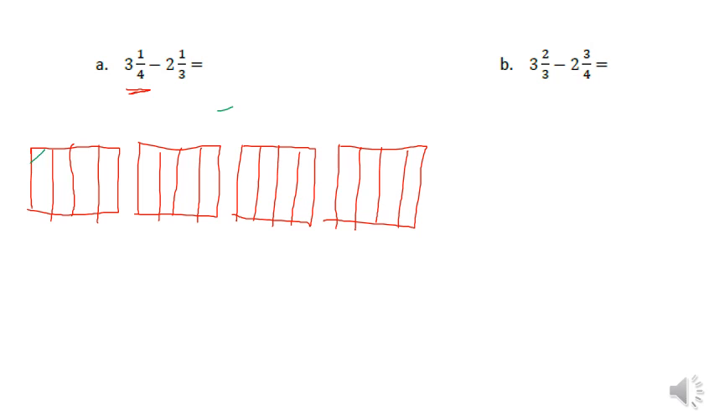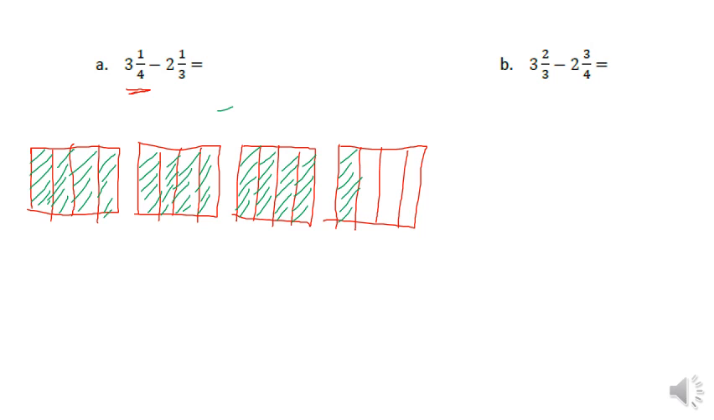Let me change color here. And since we have 3 wholes, I'm going to shade 3 of them all the way. There's 1 whole, 2 wholes, 3 wholes, and 1/4, 1 out of 4.